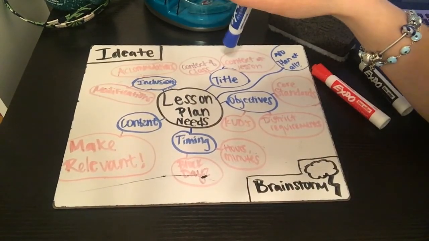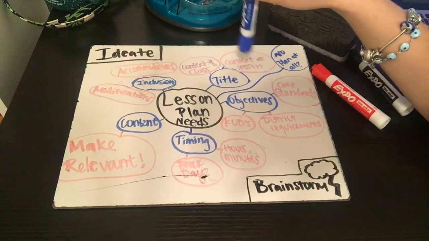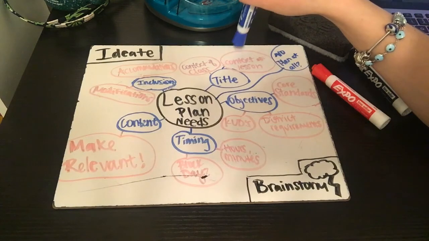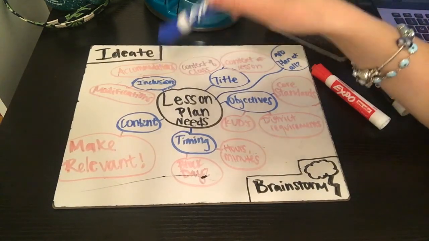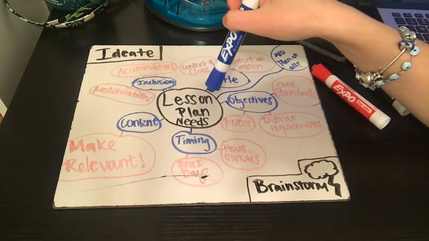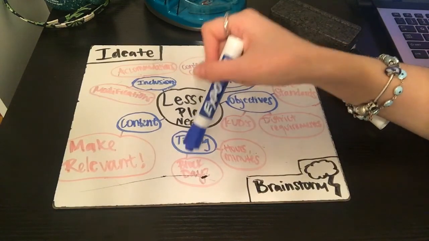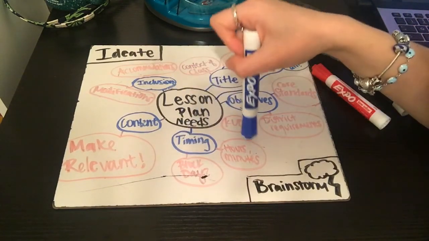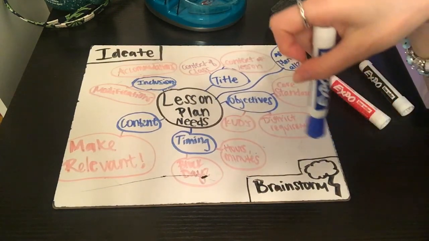Next, I have the title bubble, which states the context of the class, so what kind of students I have in there, as well as the context of the lesson, so things that I would have done before, things I needed to do after. I also have timing, so how do I dictate how much time something is going to take? Is it a block day, or do I do the hours and minutes?